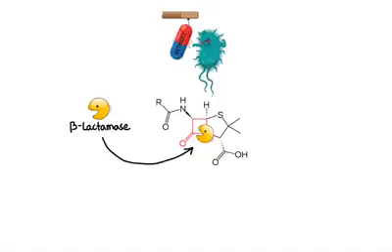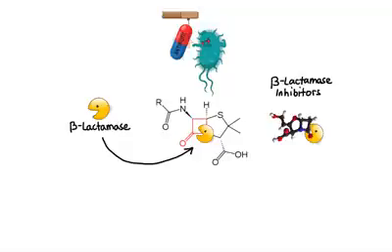In an effort to fight back against this resistance, scientists were able to develop beta-lactamase inhibitors that irreversibly bind to and inhibit beta-lactamase enzymes. The use of beta-lactamase inhibitors in combination with beta-lactam antibiotics is currently the most successful strategy that we have to combat this specific mechanism of resistance.